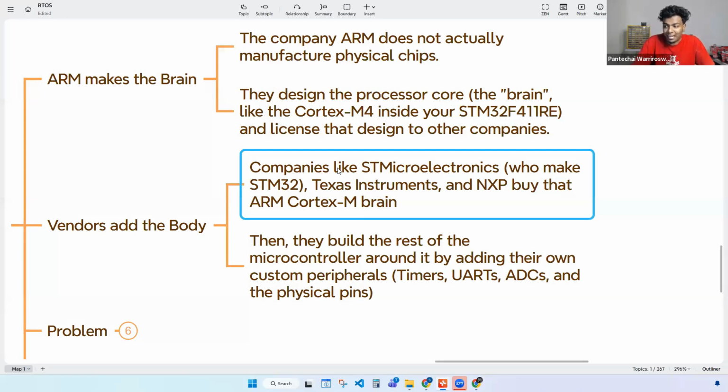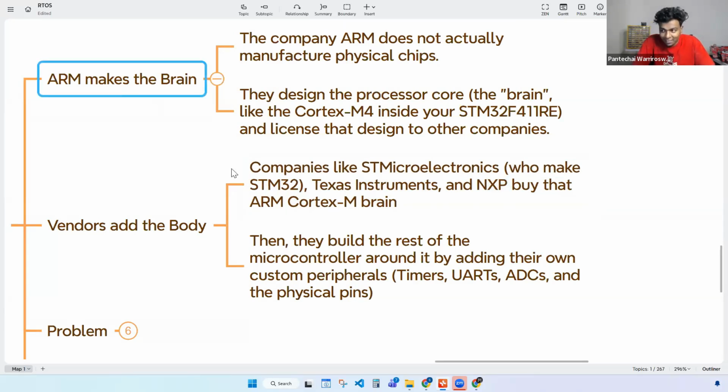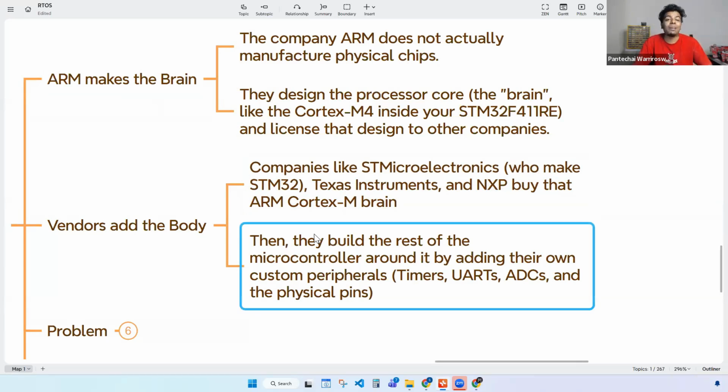The manufacturing companies like ST Microelectronics, Texas Instruments, NXP will purchase the Cortex M brain from the ARM company and build the complete rest of the microcontroller around it. They will add all the custom peripherals like timer, UART, ADC, physical pins, and everything. That is what the company will do.